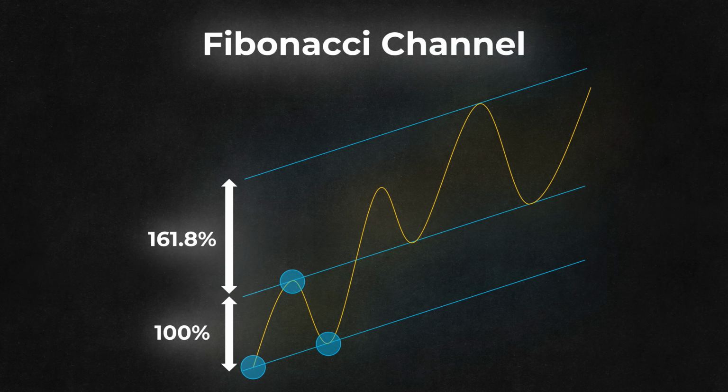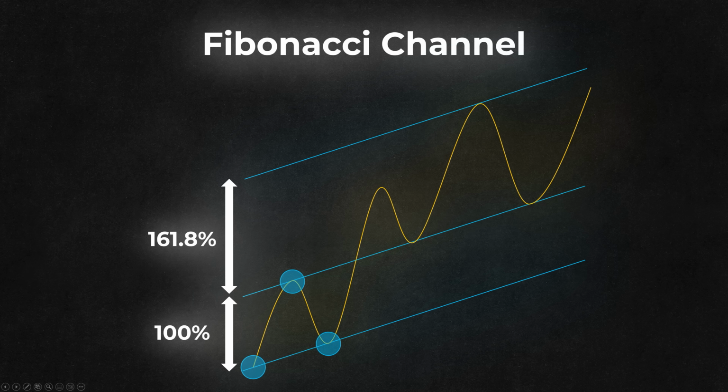You find the angle between two extremes of the same kind, like two lows or two highs, and then you duplicate this angle to the extreme of the opposite kind that happens in between. The difference lies in the fact that Fibonacci channels are not equidistant. They obviously follow Fibonacci ratios.